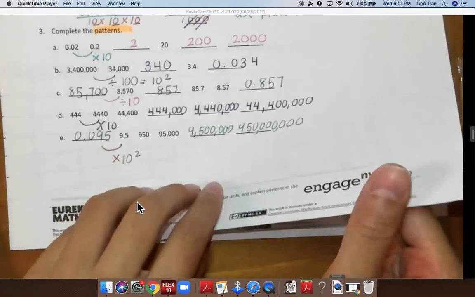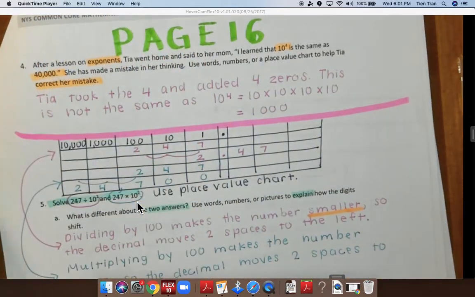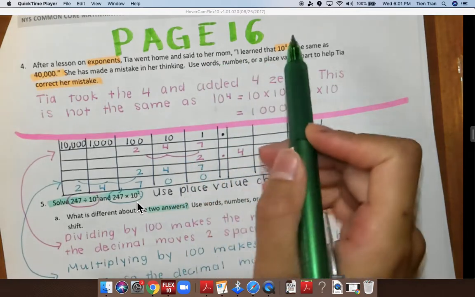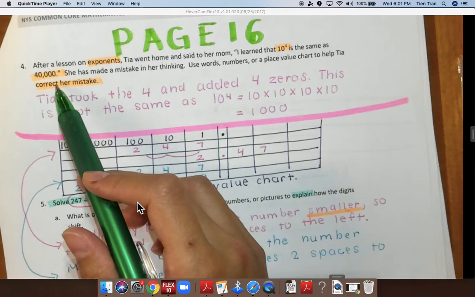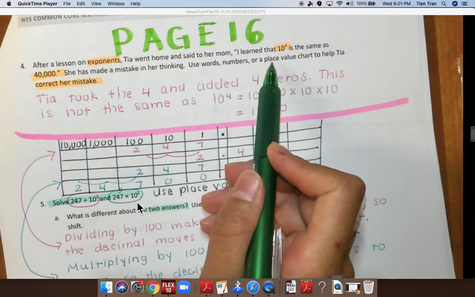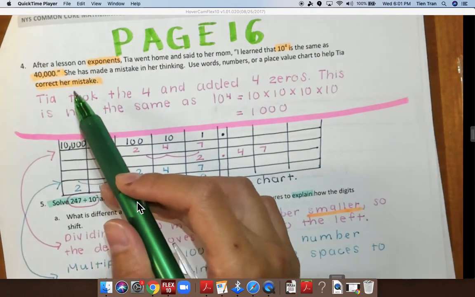I'm going to have you guys turn the page. The next page is page 16. On page 16, it says, after a lesson on exponents, Tia went home and said to her mom, I learned that 10 to the power of 4 is the same as 40,000. She has made a mistake in her thinking. Use words, numbers, or place value chart to help explain Tia correct her mistake.